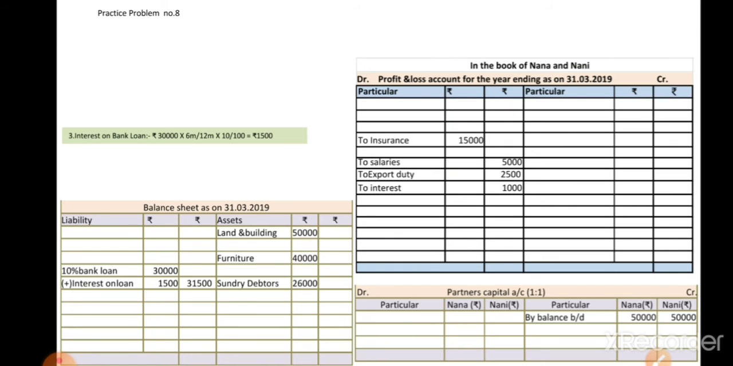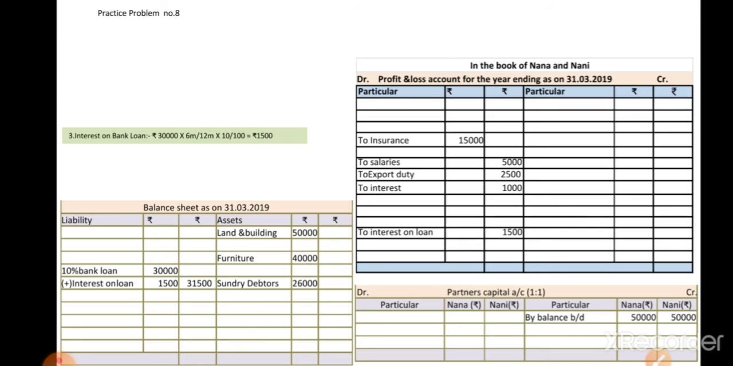Total of the bank loan now is 31,500. And the second effect of it is shown in the profit and loss account debit side. You can separately show it in the profit and loss account debit side as interest on loan 1,500, or you can add it to the earlier interest, that is 1,000.